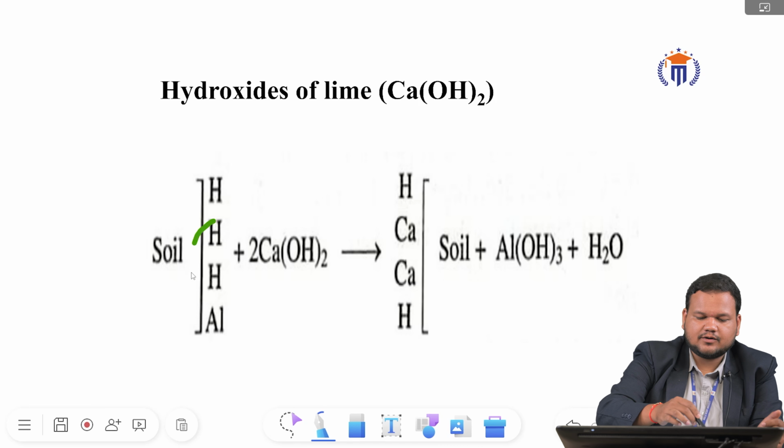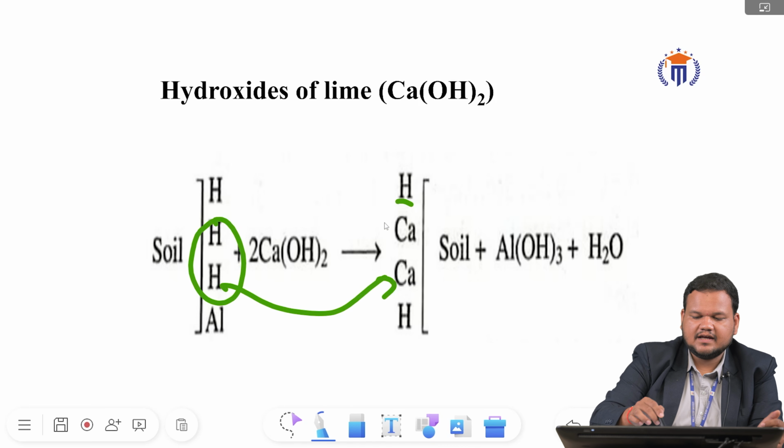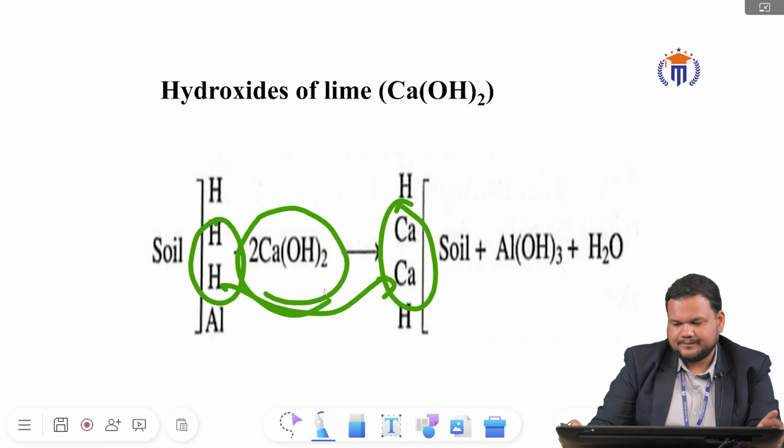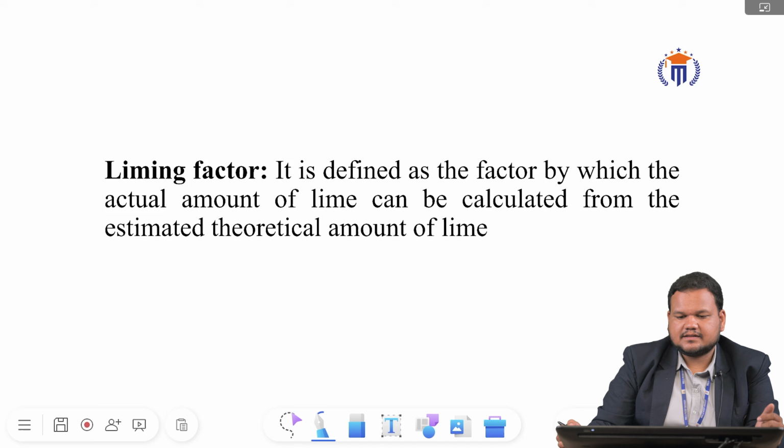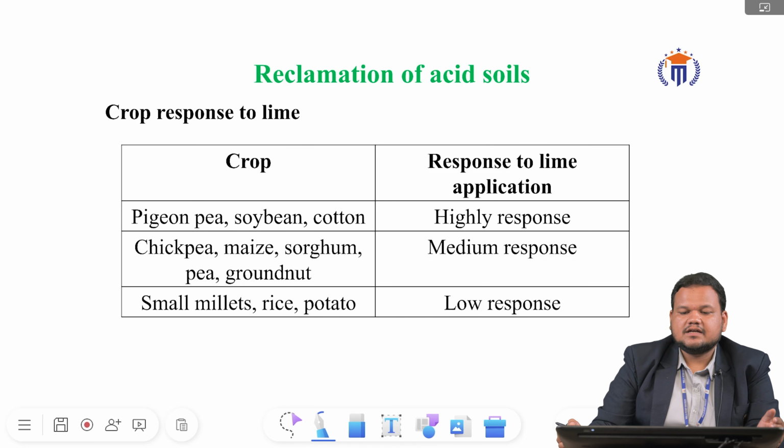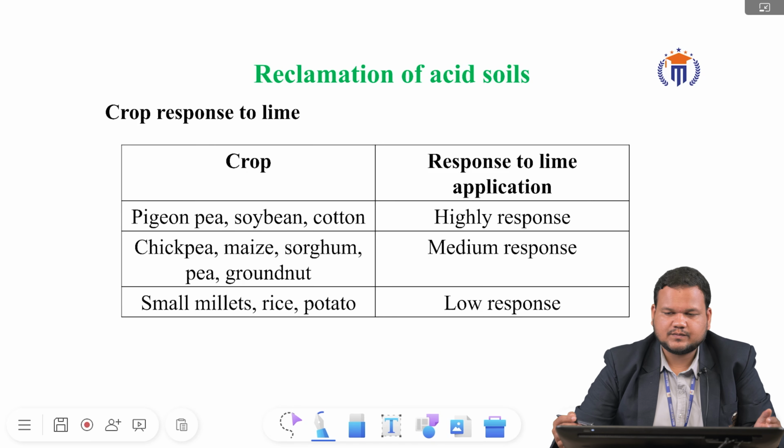As you can see, this hydrogen which is present is replaced by your calcium after incorporation of your slaked lime. Okay, next is your liming factor, which is nothing but the actual amount of lime that can be calculated from your theoretical amount of lime. So these are the crops which can respond directly to your lime application.